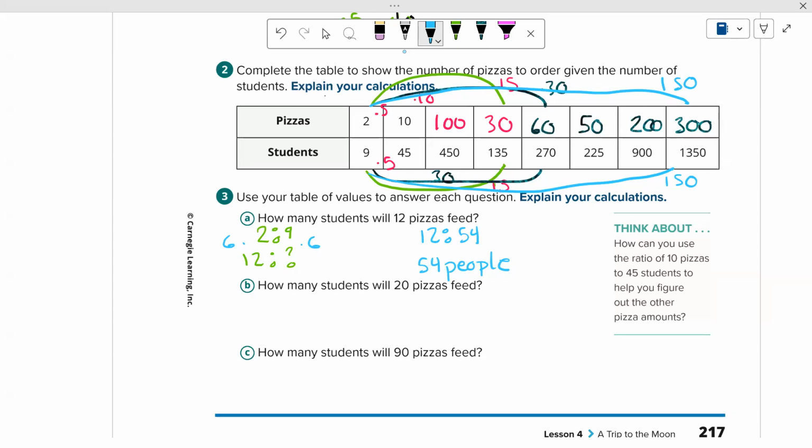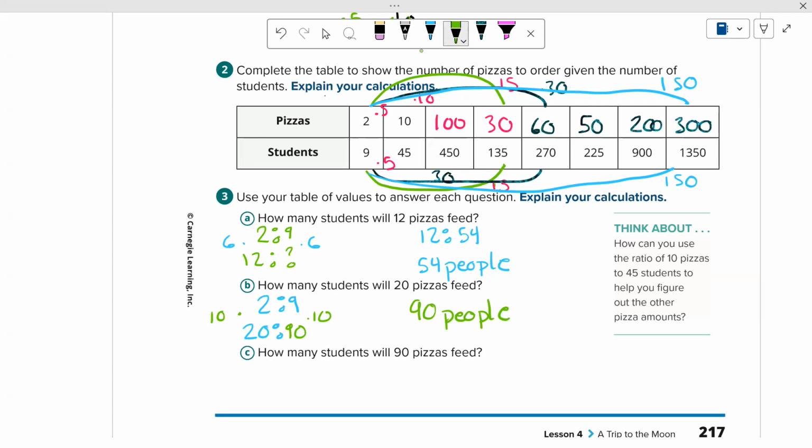How many students will 20 pizzas feed? The ratio is 2 to 9, and I want 20 pizzas. Notice that's a multiple of 10. So 9 times 10 is 90. So 90 people.